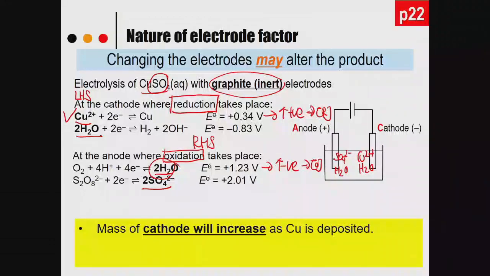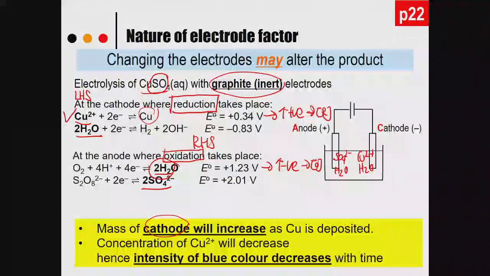Because of this overall reaction, copper(II) is reduced to copper, therefore the mass of your cathode will increase because more copper is deposited on the cathode. And because copper(II) is reduced to copper, the concentration of copper(II) ions in the electrolyte will drop. Hence you will see the color becoming more and more pale.